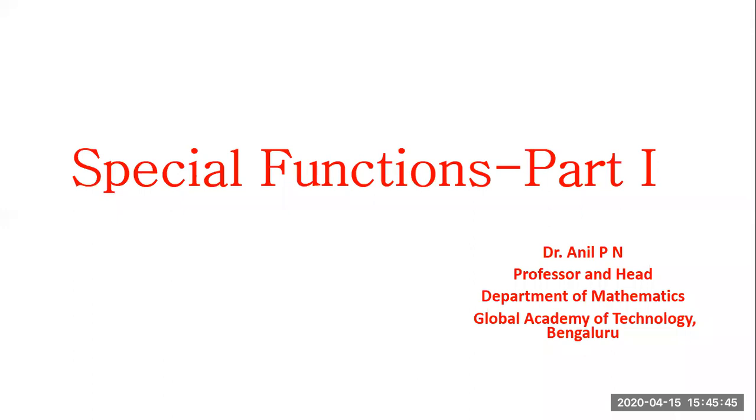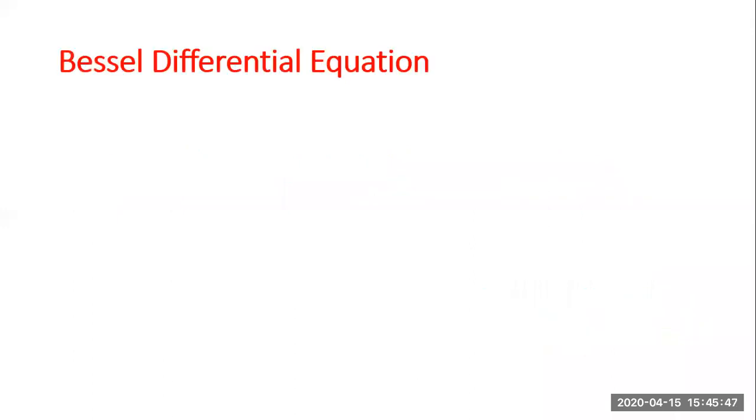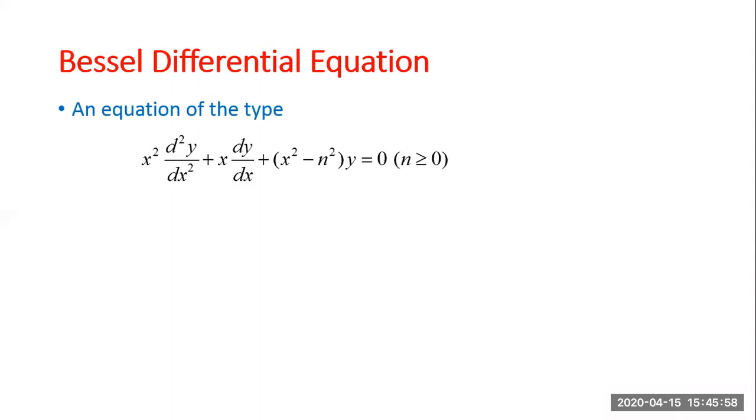In this video, first we discuss the solution of Bessel differential equation. So first let us see what is Bessel's differential equation. An equation of the type x square d square y by dx square plus x dy by dx plus (x square minus n square) into y is equal to 0, where n is some positive number. This kind of equation is called Bessel's differential equation.